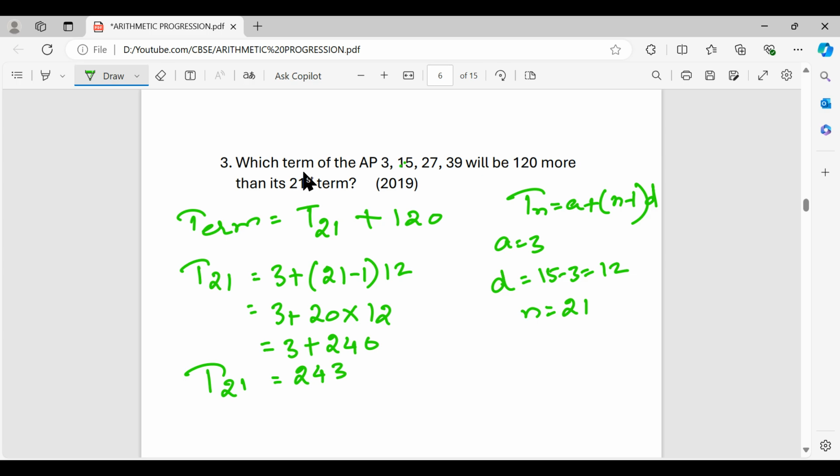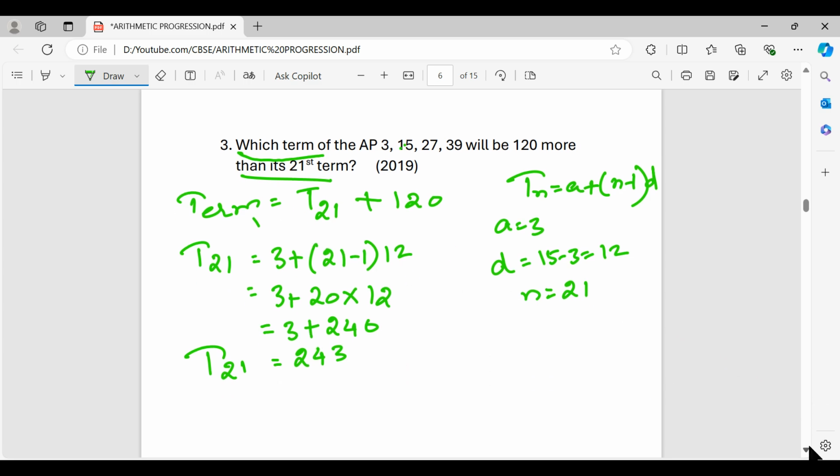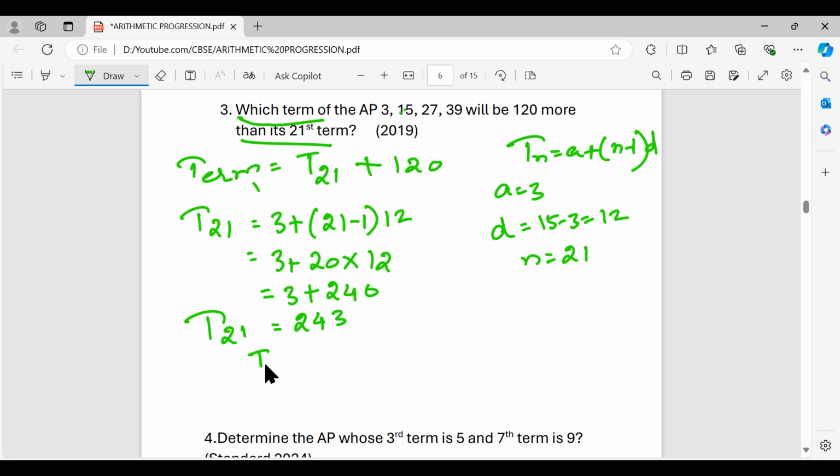Now look back to your question. Which term of the AP will be 120 more than its 21st term? So let's get the term. This question is saying which term, which means it is asking for the position of the term. So first let's see what is the term here. Your term will be the 21st term plus 120. Your 21st term is 243, and then add 120. On adding you will get 363.